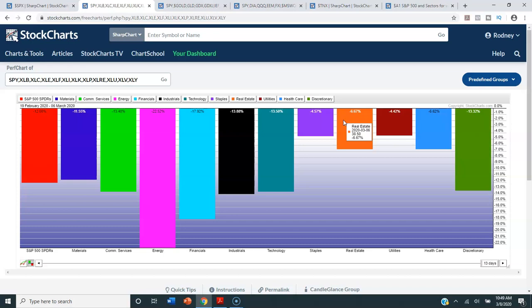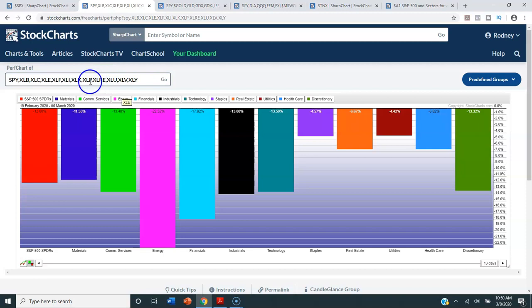Again, you can see that everything's down, but on a relative basis, right? These things are down about half, or roughly half, or sometimes in some cases a little bit less than half of what the SPY is, which is down 12.08%. So again, real estate is down 6.67%, and then we have the utilities sector, the XLU, which is down 4.42%. And again, the real estate sector is a 4-digit ticker.